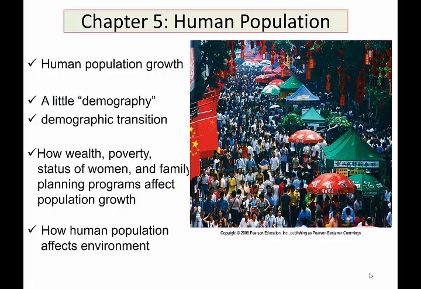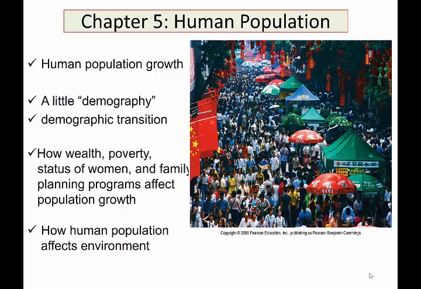In this chapter, we are going to cover human population growth. We're going to discuss demography, something called the demographic transition, how wealth, poverty, status of women, and family planning programs affect population growth, and lastly, how human population affects the environment.